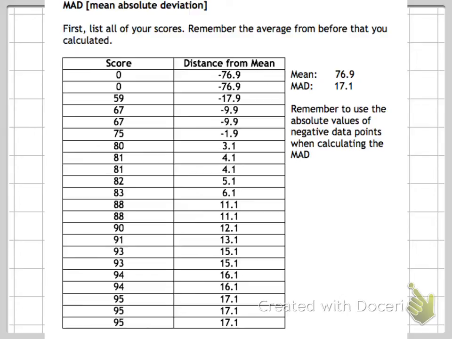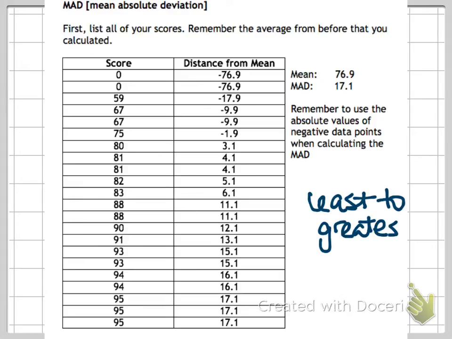To calculate the mean absolute deviation requires a little bit more work. Don't attempt this without a calculator. You can do it without a calculator, but there's really no need. What you have to do first is create a table and list all of your grades from least to greatest. You could do this with a stem and leaf plot if you wanted. So we have the 0, 0, so all the way down. Then remember that the average of your minors was a 76.9.